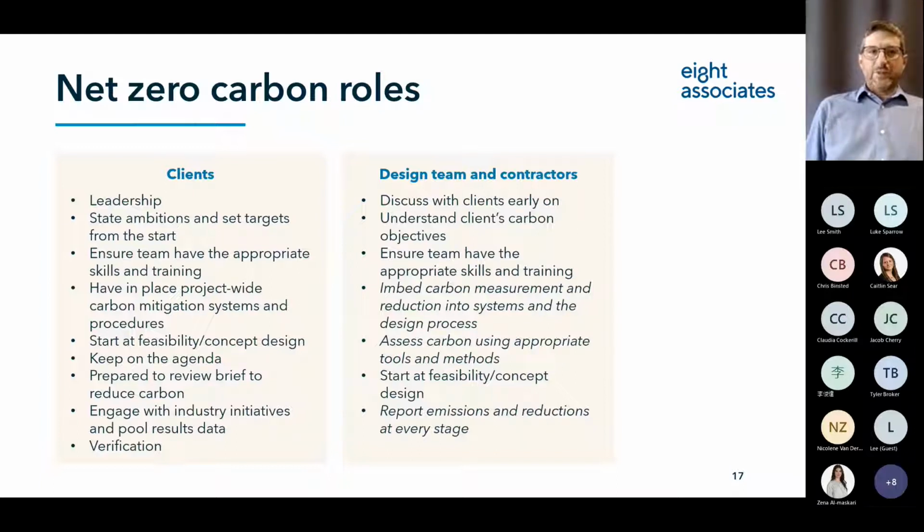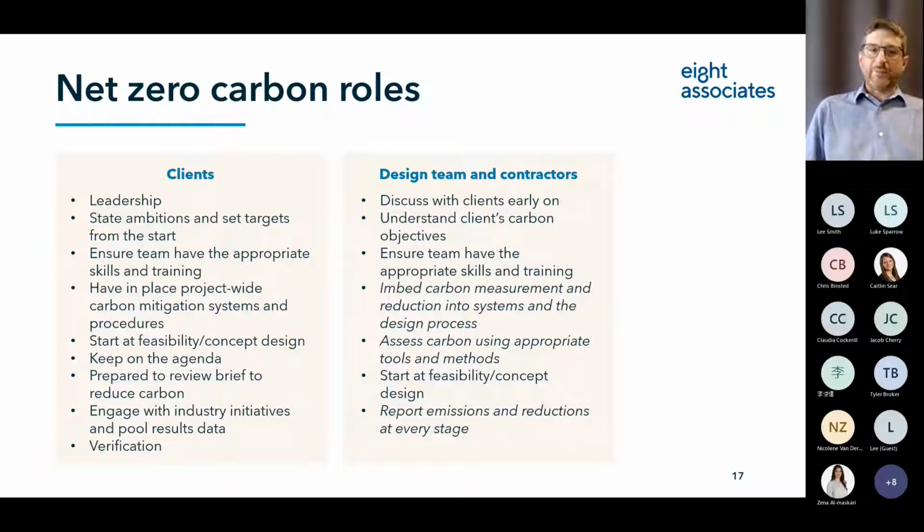Importantly, the team on the client side need to have some level of awareness, training, and skills on embodied carbon, so they know what to ask for, they know how to interpret the results, and also making sure that design teams have got the right balance of skills to achieve what you want to achieve.